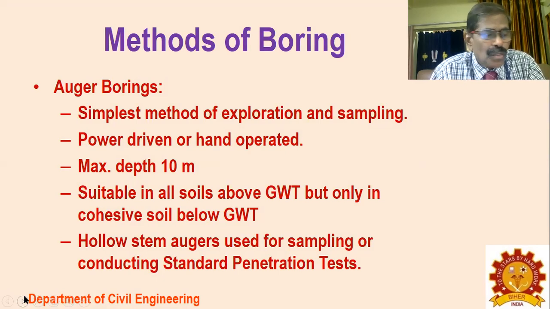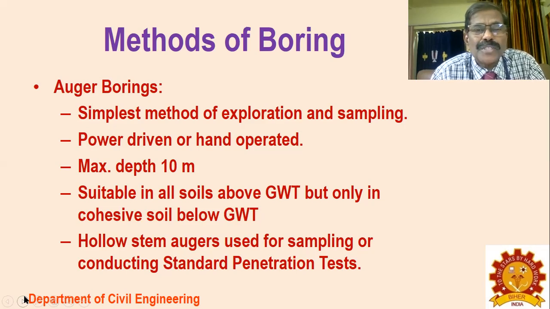Methods of boring. You can have auger boring, the simplest method of exploration and sampling, either power driven or hand operated. The maximum depth may be 10 meters, equal to 30 feet, maybe 3-story building height. It is suitable in all soils above the groundwater table, but only in cohesive soil below the groundwater table. Then hollow stem auger is used for sampling or conducting the standard penetration test, SPT test.